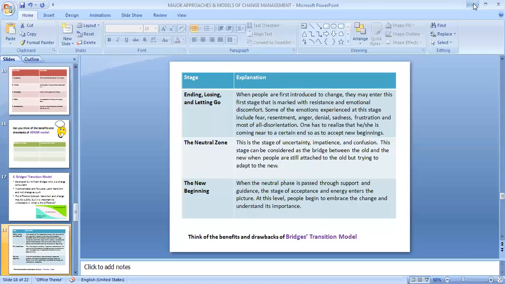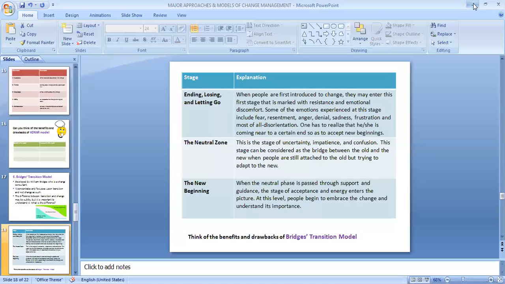The last stage in Bridges transition model is the new beginning. When the neutral phase is passed through with support and guidance, the stage of acceptance and energy enters the picture. So when you have passed the second stage with the support and guidance, after a certain limit, after you get the guidance and the support, you feel a bit comfortable in the new scenario as well. That is what is meant by the new beginning.